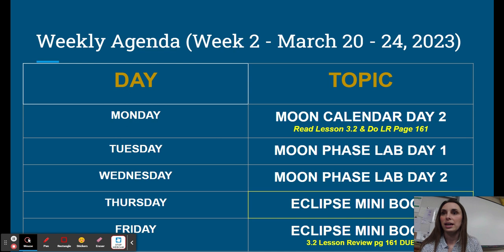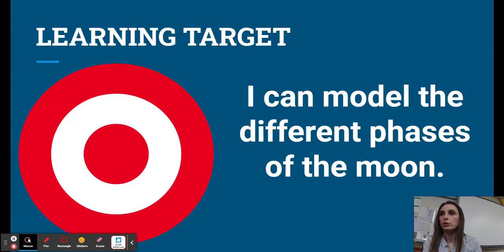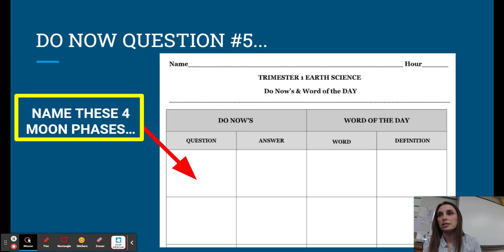Today is Wednesday. We are doing the second day of our moon phase lab. Tomorrow we'll be working on our eclipse mini book. So today we'll mostly be wrapping up our moon phase lab that we started yesterday. And then maybe if we have time, starting our folding process for the mini book. But our learning target today is I can model the different phases of the moon.